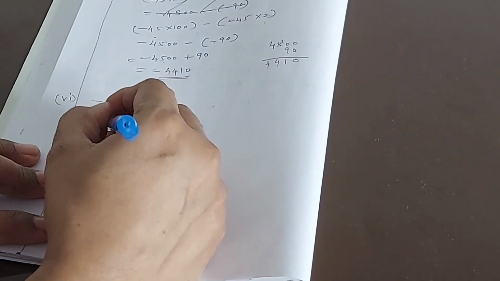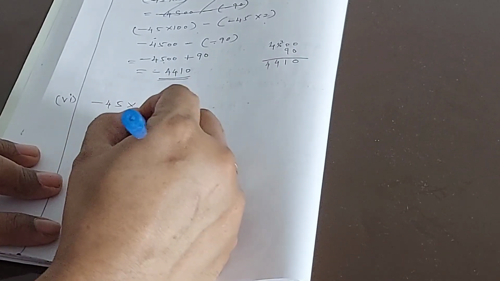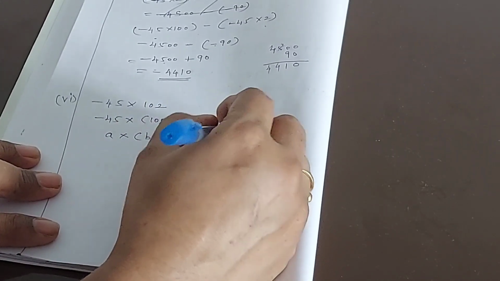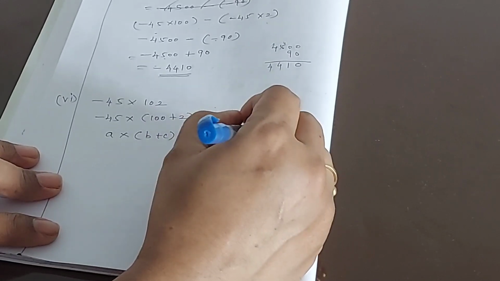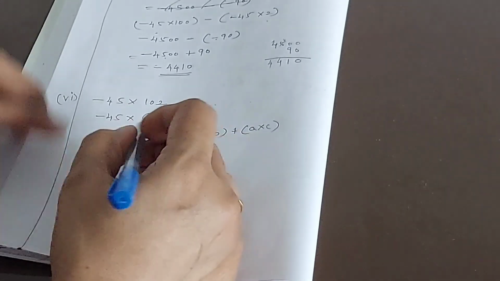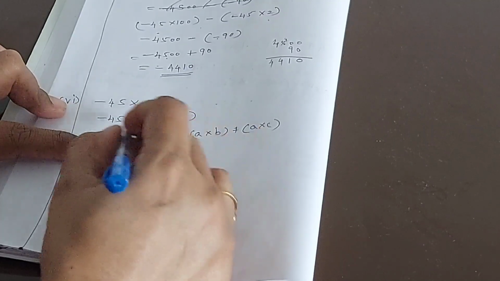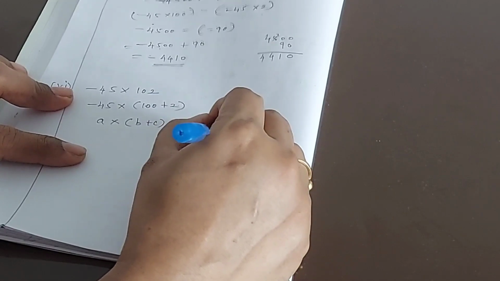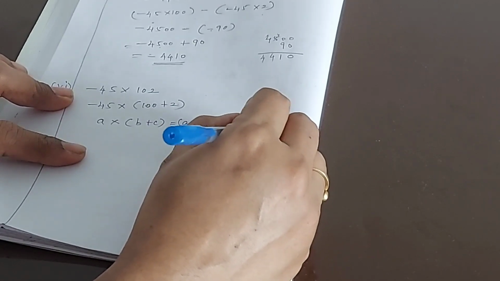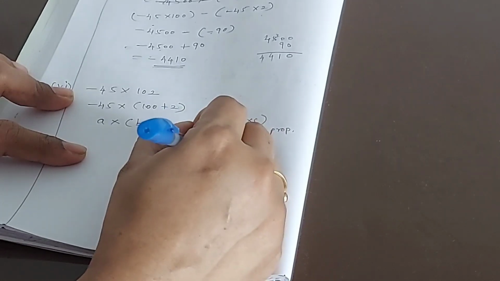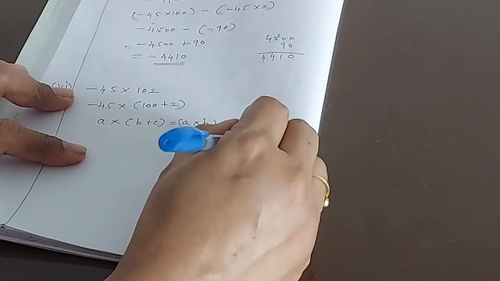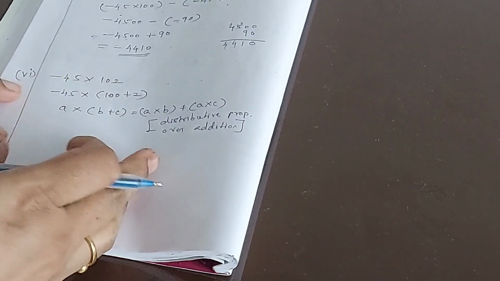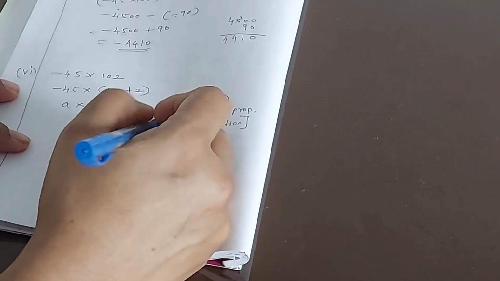Okay, so here this is in the form of A cross B plus C, which is equal to A cross B plus A cross C. It is A cross B plus A cross C. So what is this property? Distributive property over addition. See, you should not forget to write these properties. Whatever property you are using in this problem, you have to mention it clearly.